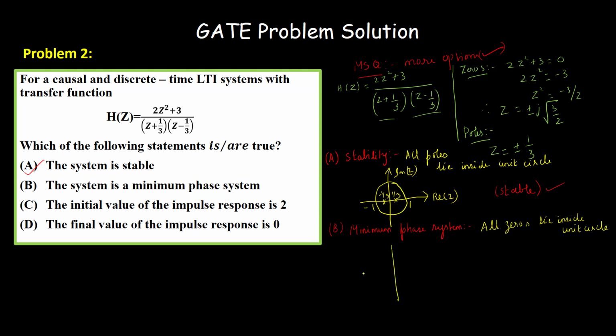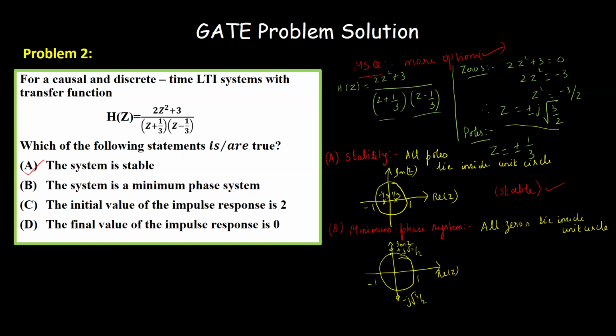So let me draw the unit circle. This is real part of z, imaginary part of z. So this is 1, minus 1. So let me mark the zeros. So what are the zeros? Z equal to plus or minus j root 3 by 2. So 3 by 2 is 1.5. Root of 1.5 is approximately equal to 1.2 only. So 1.2 means we can mark here and here. This is minus j root 3 by 2 and this is plus j root 3 by 2.